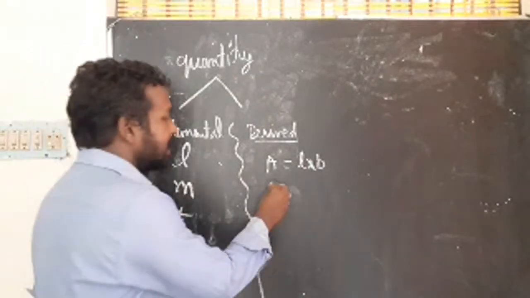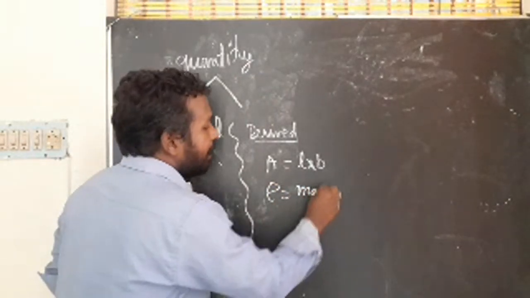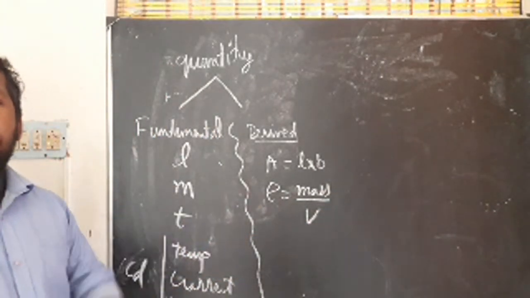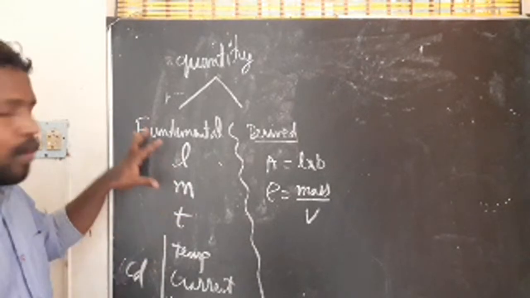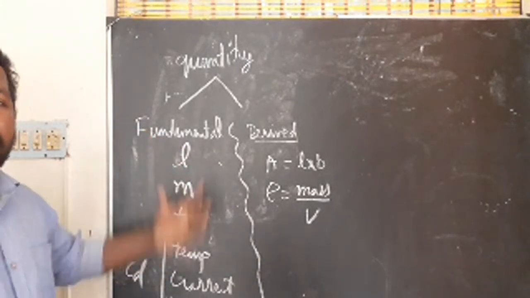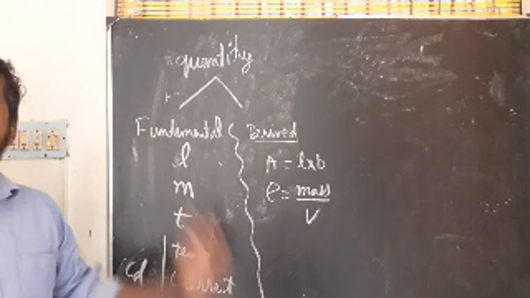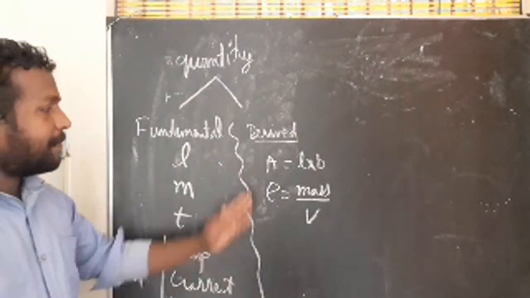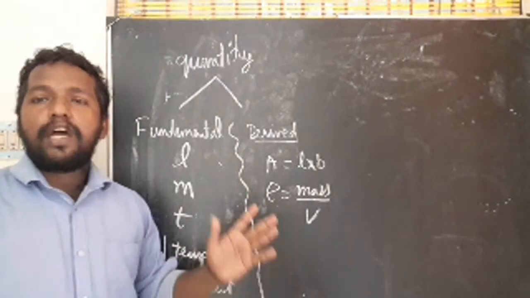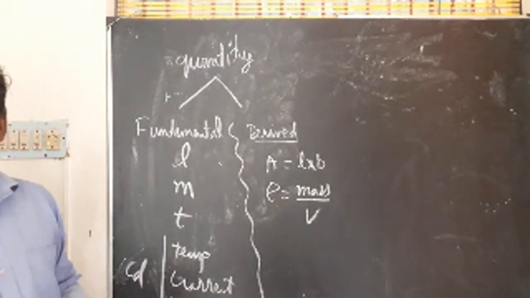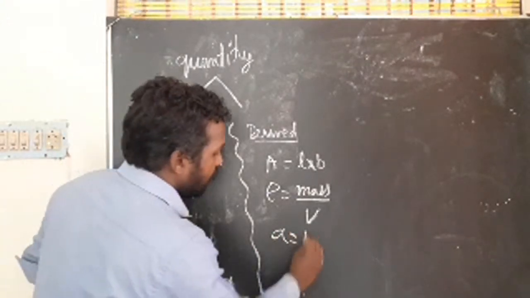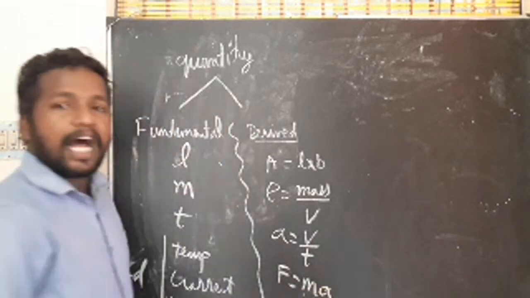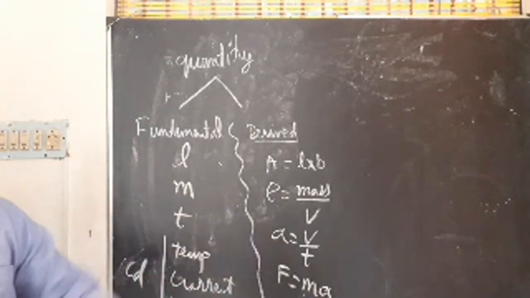Take density: density is equal to mass per unit volume, so it depends on the fundamental quantities, and we take it as a derived quantity. Whatever does not depend on anything else, we take as fundamental; that comes under these 7. Other than these, everything is derived: density, velocity, force, many things. Acceleration is velocity by time, force is mass into acceleration.